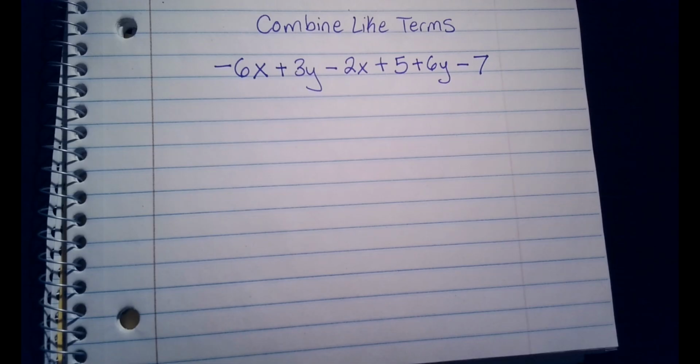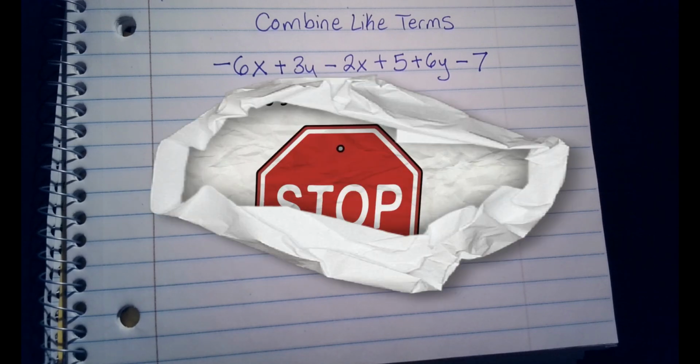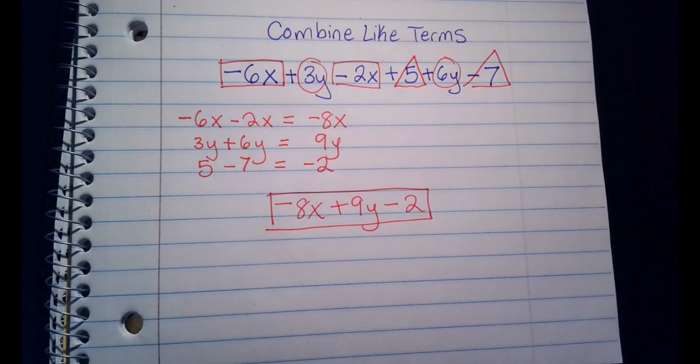Now I want you to try this problem. I want you to write down negative 6x plus 3y minus 2x plus 5 plus 6y minus 7. So I want you to pause this video and take a moment to combine like terms. And when you're done, I will reveal the answer. And here is the answer.